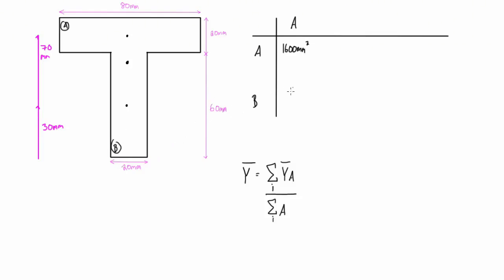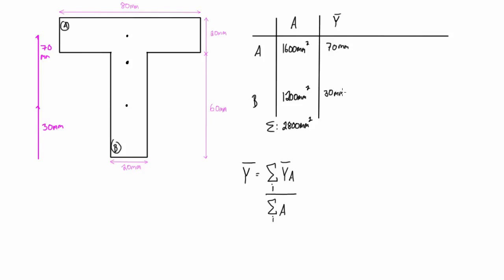So again, the first thing we need to do is find the areas of each of these sections. Section A is 80 millimeters times 20 millimeters, which gives us 1,600 millimeters squared, and the area of section B is 20 millimeters times 60 millimeters, which gives us 1,200 millimeters squared. We're going to take the sum of the areas, so 1,600 plus 1,200 is 2,800 millimeters squared. We're going to plug that into our equation at the bottom here.